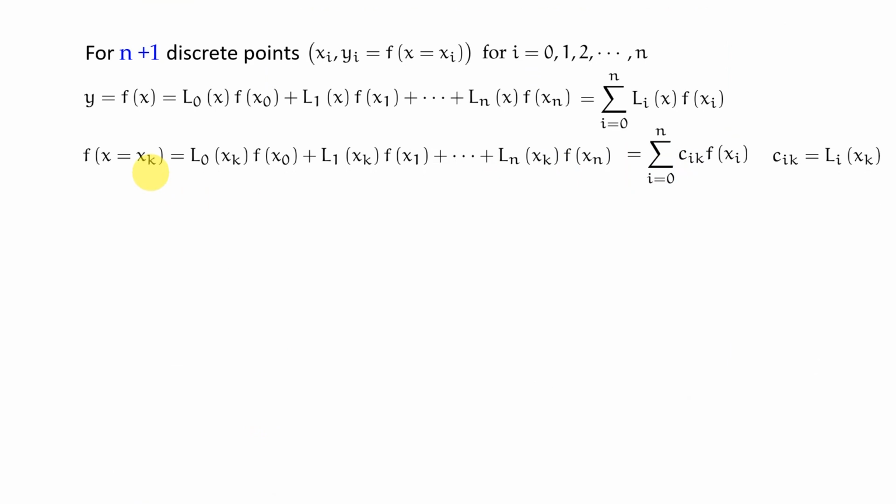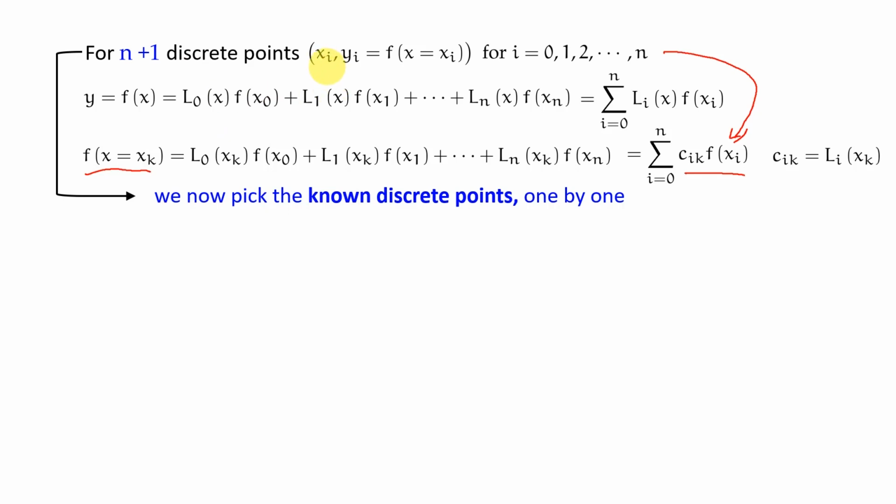Now we move forward. We have this x equals xk, and we know that at x equals xk we have the sum of Cik f(xi), and these xi's are the measured points which we have received as a data set, probably coming from measurement, probably coming from other sources. We don't have to know. Now let us do some small tricks. What we do is pick up these points xi, yi one by one, and put them in this expression f(xk) equals the sum of Cik f(xi), and let's see what happens.